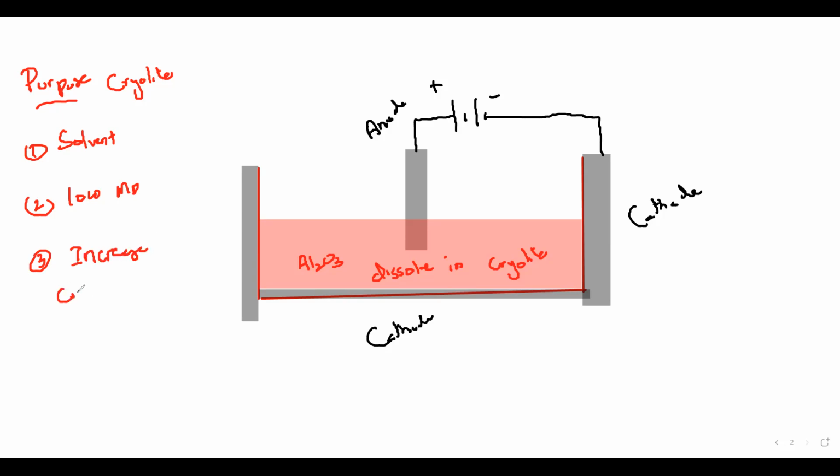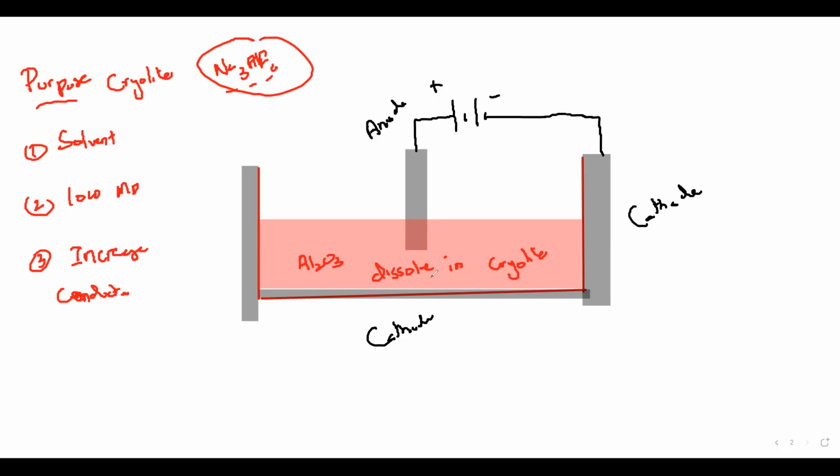How does cryolite increase the conduction? Because cryolite also contains ions. What are the ions present? The formula for cryolite is Na3AlF6. So it contains sodium ions, aluminum ions and fluoride ions. That's why it increases the conduction, so the solution can conduct more.